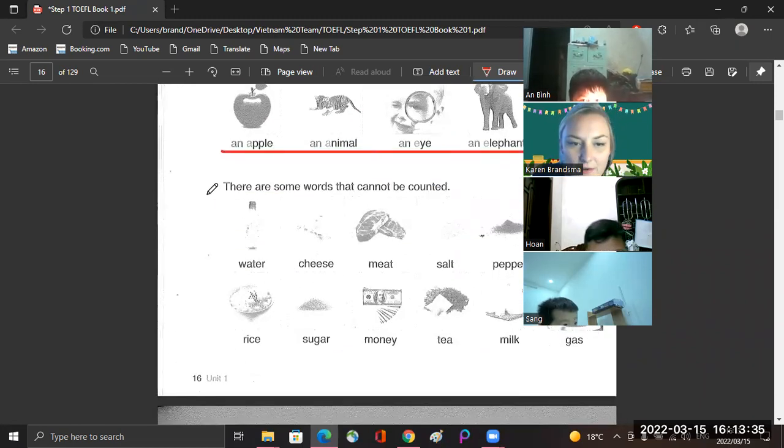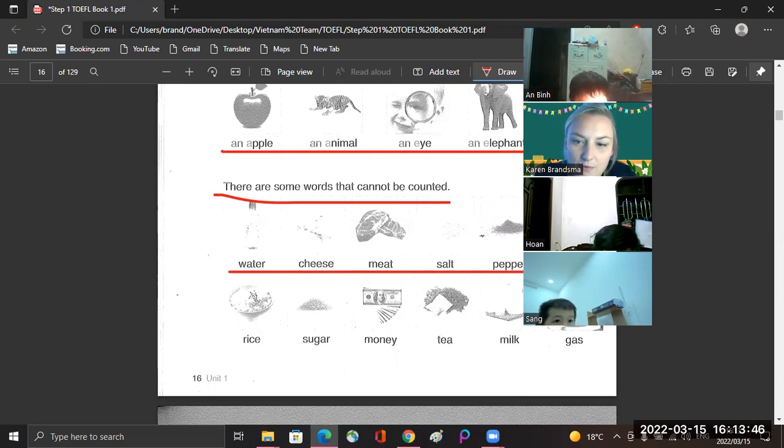Okay, here are some words that cannot be counted. That means they are uncountable words. Okay, Sang, can you read the uncountable words for me?